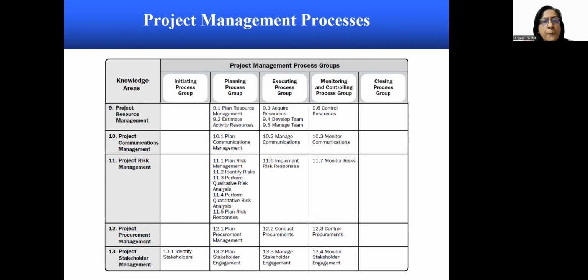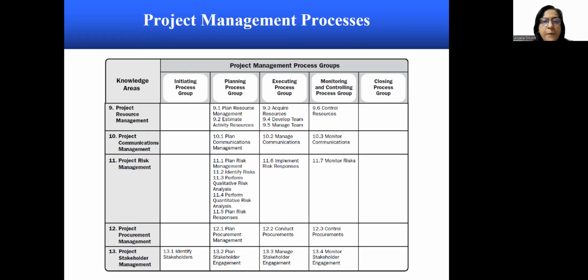Under project communication management, we have 1 process under the planning process group, which is plan communication management. Then under the executing process group, manage communications. And under the monitoring and control process group, we have monitor communications.